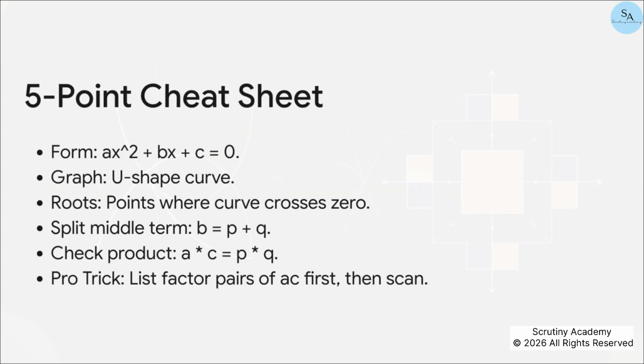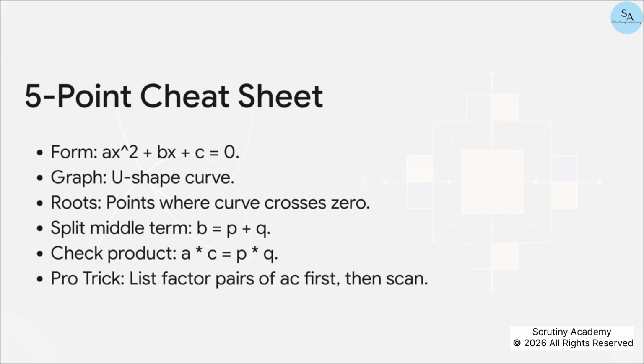You have done fantastic work today, and I'm super proud of you. To cement your confidence, here's your quick 5-point cheat sheet. Number 1, the standard form is always ax² + bx + c = 0. Number 2, the graph is always a U-shape. Number 3, the roots are simply where the curve crosses that 0 line. Number 4, to solve, split the middle term so b = p + q. And number 5, always check your product so a × c = p × q.